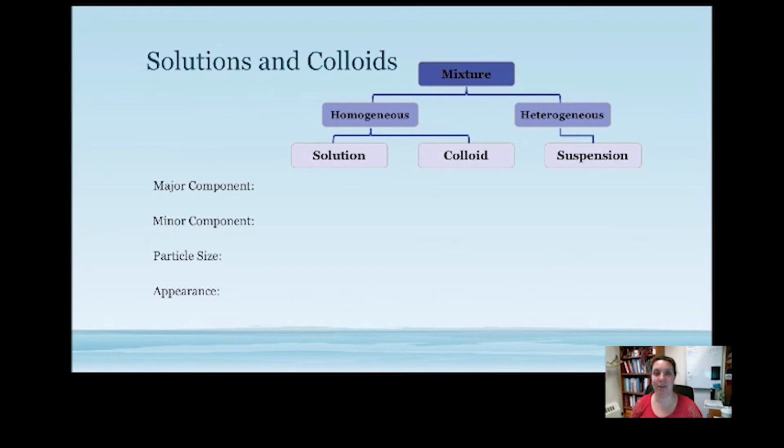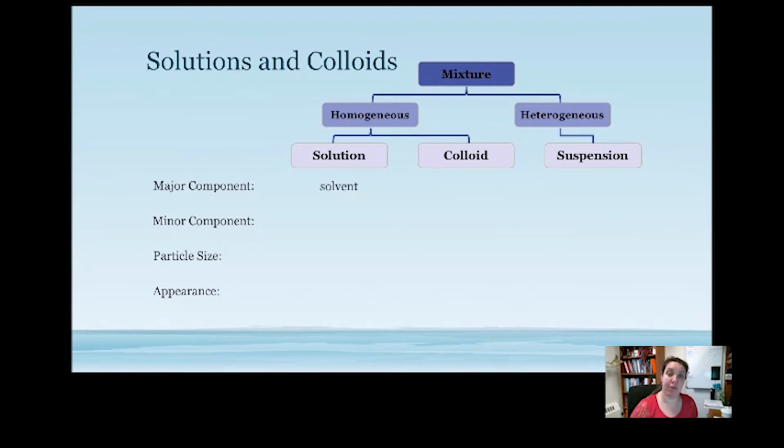Let's start talking about our different types of mixtures. Last semester we talked about homogeneous and heterogeneous mixtures, and we're going to go into those a little bit more in detail today. We have homogeneous mixtures, which include solutions and colloids, and then we have a heterogeneous mixture called a suspension. They differ in their components and their particle size and appearance, so let's look at those.